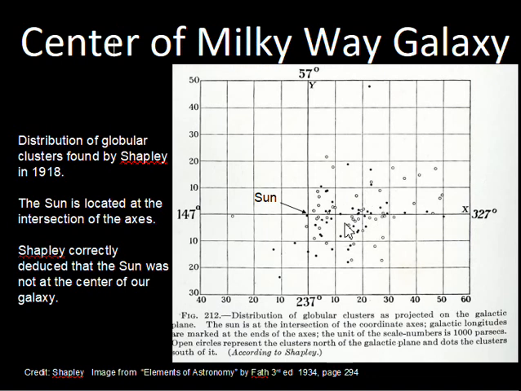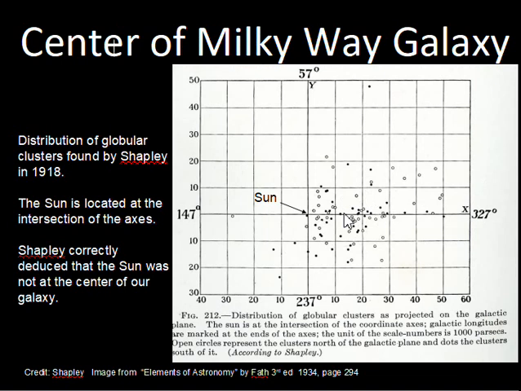And he did a survey, a mapping. He was able to use a type of variable star in the globular clusters to estimate the distance to these galaxies, and then from photographs could plot where they're located above and below the plane of the Milky Way galaxy. And what he found was that the sun was not at the center of the distribution of the globular clusters.